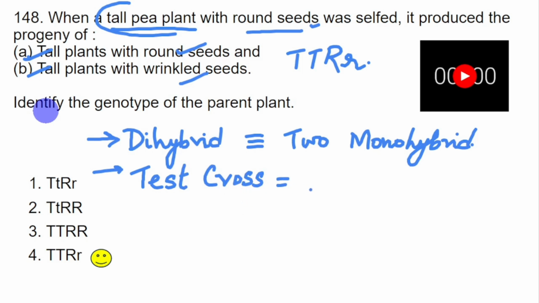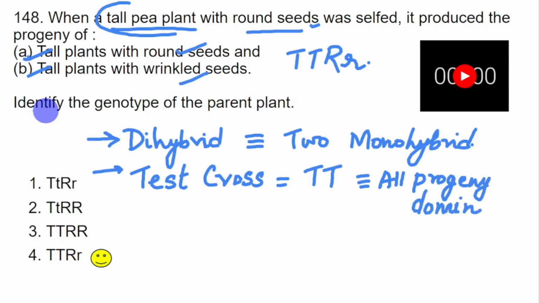The conclusions of test cross are: if the parent is homozygous, then all progeny will show the dominant character. All progeny show the dominant character. So tallness is a dominant trait, and all the progenies are also tall, showing the dominant trait, and that indicates the parent is homozygous for tallness, for height.